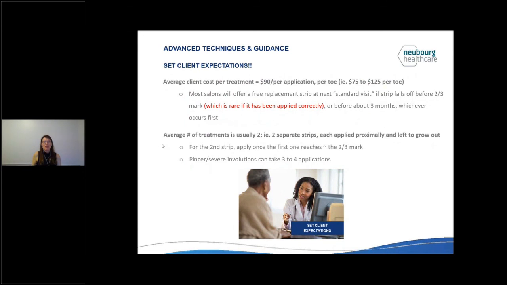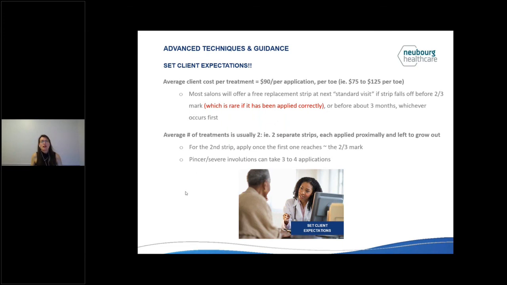Again, similarly on this is just a reminder about the average client treatment costs. We recommend generally that you charge roughly $75 to $125 per application per toe, with $90 being the average. This goes for basically both Canadian and US dollars. Most businesses will offer a free replacement before the 3 months or 2/3. So it is rare if it's applied correctly though. So if it's falling off early consistently, please do check all various points of your technique, your batteries and so on, to just make sure there's nothing there that can be avoided.